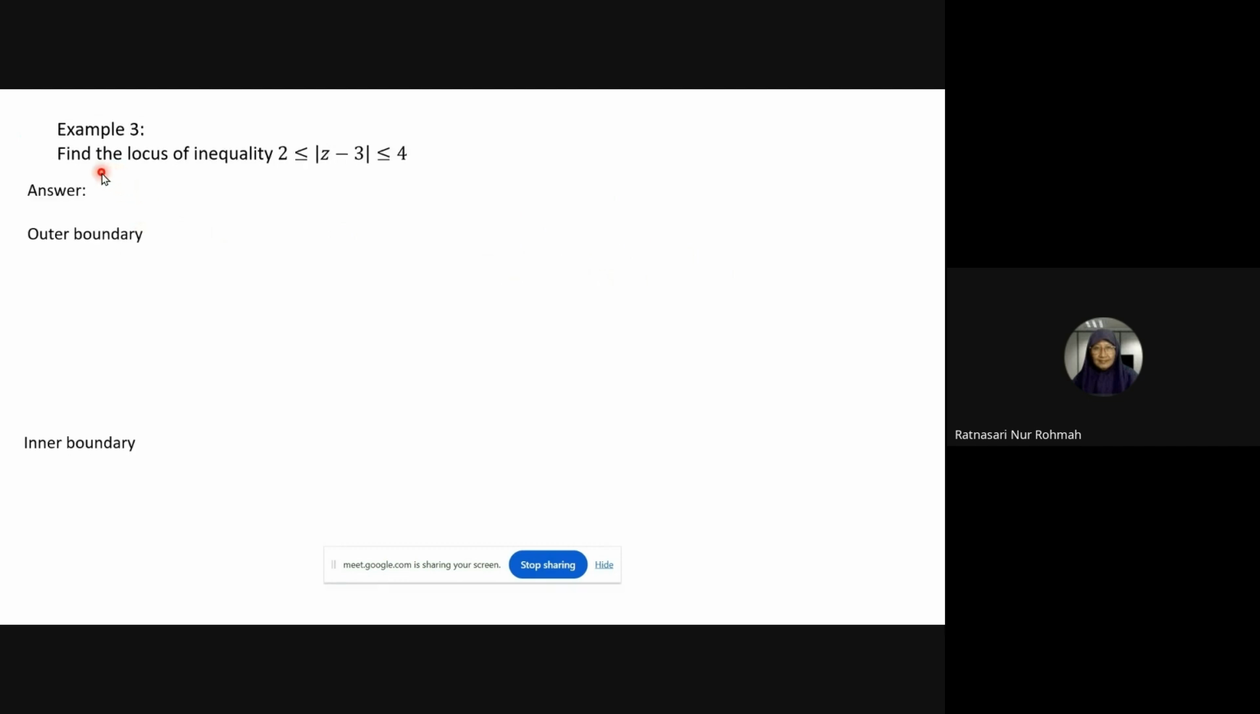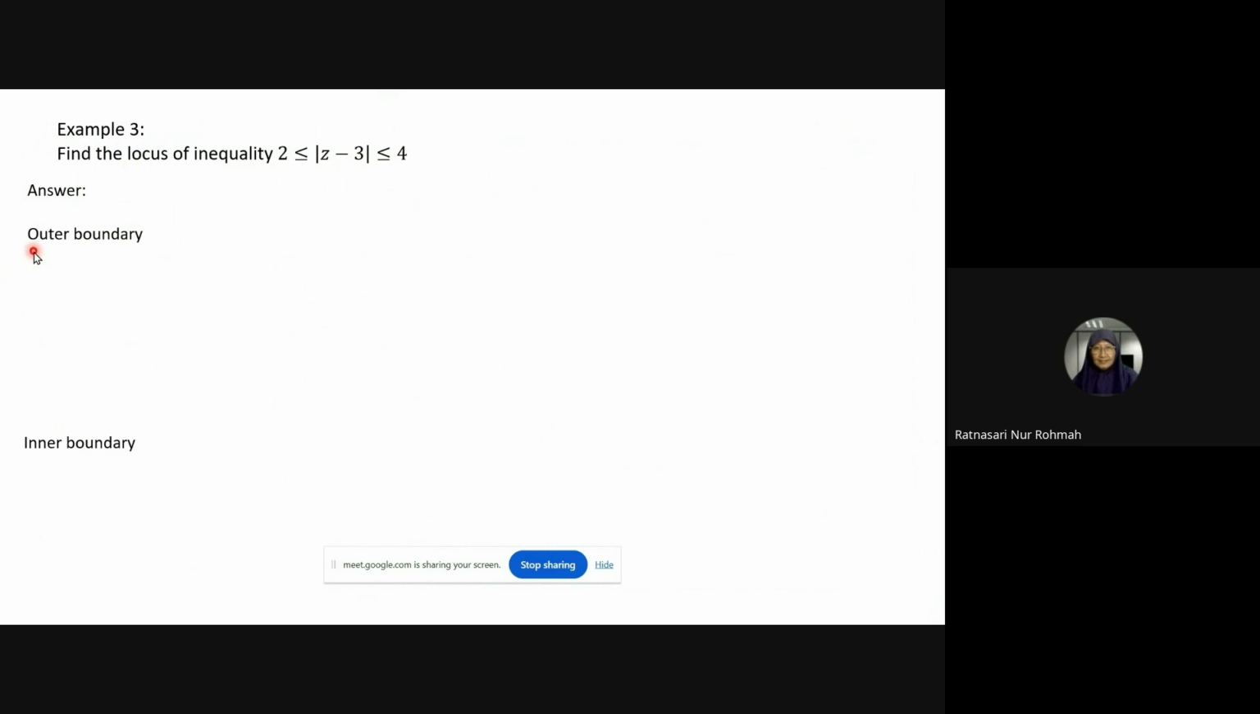For example, we have this mathematical expression. This expression is a mathematical inequality in which the magnitude of z minus 3 is greater than or equal to 2 and less than or equal to 4. To find the locus from this expression, we must first find the two boundaries, because when we have a mathematical inequality involving the complex variable, we will have a locus in the form of an area.